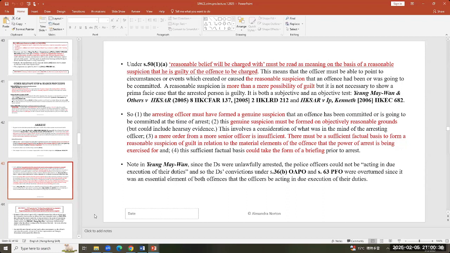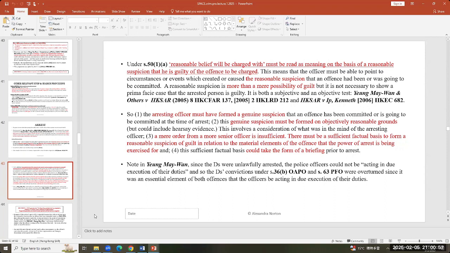But on the other hand, if the senior officer has said, this person is suspected to have done this, this, and this on this occasion, and given the details in the form of a proper briefing, and then issues the instruction to arrest, then that can form the basis of the reasonable belief.